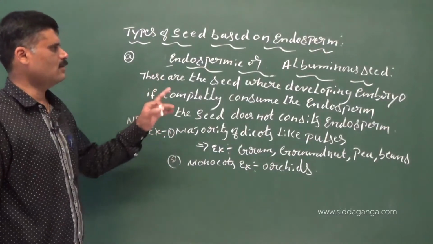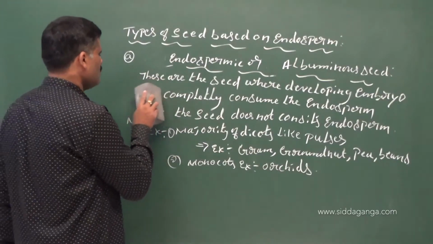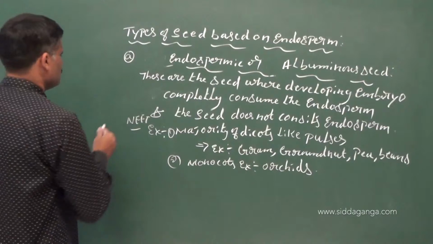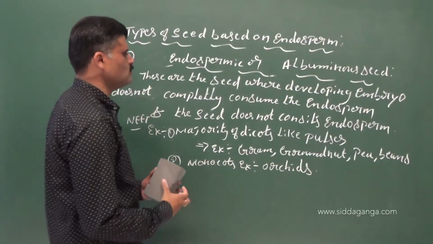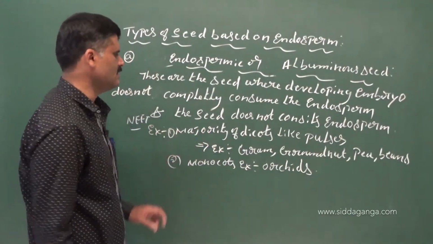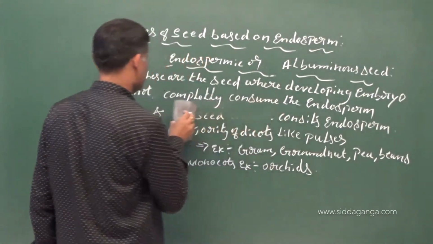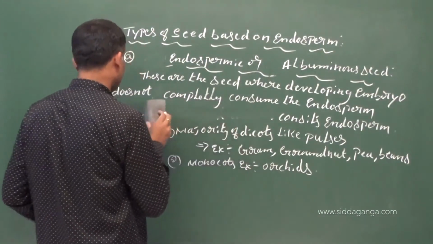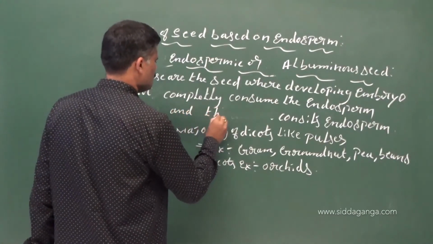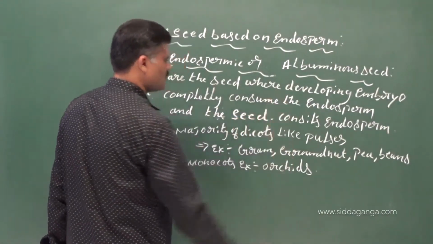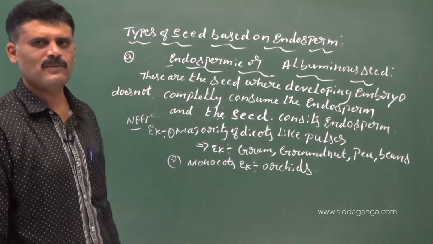So endospermic seed or albuminous seed, these are the seeds where the developing embryo does not completely consume the endosperm, and the seed preserves the endosperm, then it is called as endospermic or albuminous seed.